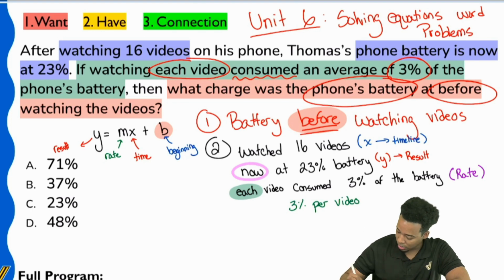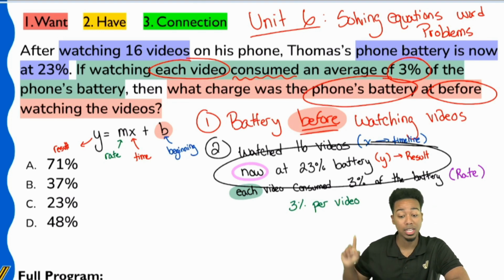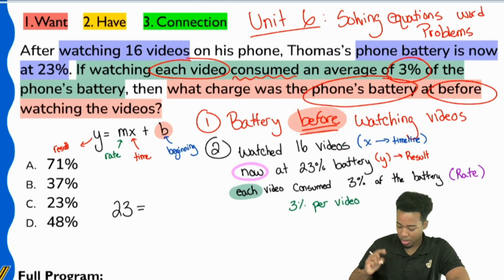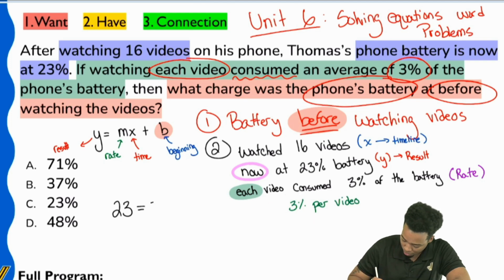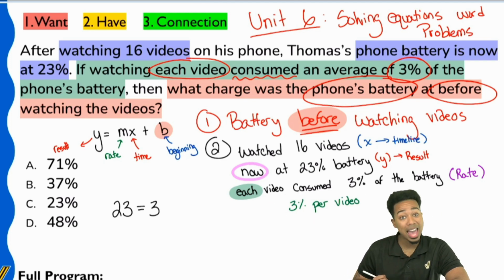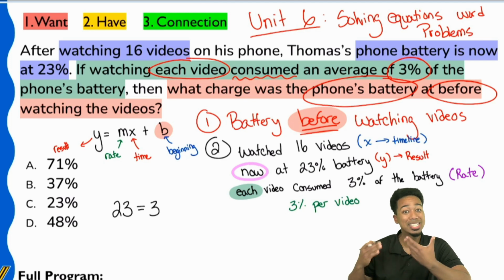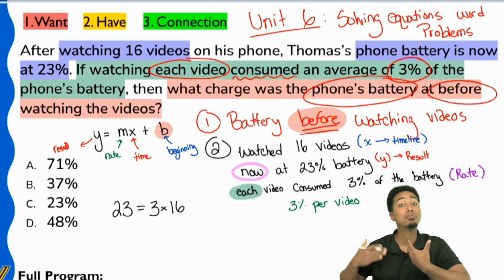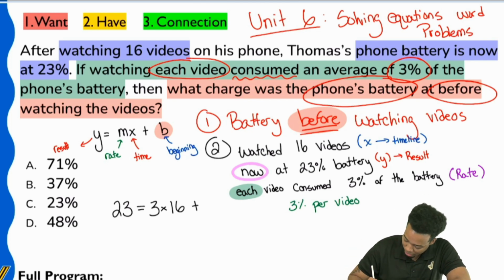We are looking at the Y, which is the result. That's 23%. So I'll go ahead and write 23. Then the next thing is the M, the rate, and that was 3% per video, so I'll put 3. Then the X is the timetable, which was 16 videos that we watched. So I'll do 3 times 16. And then we're looking for the battery life in the beginning, so I'm going to put plus B.